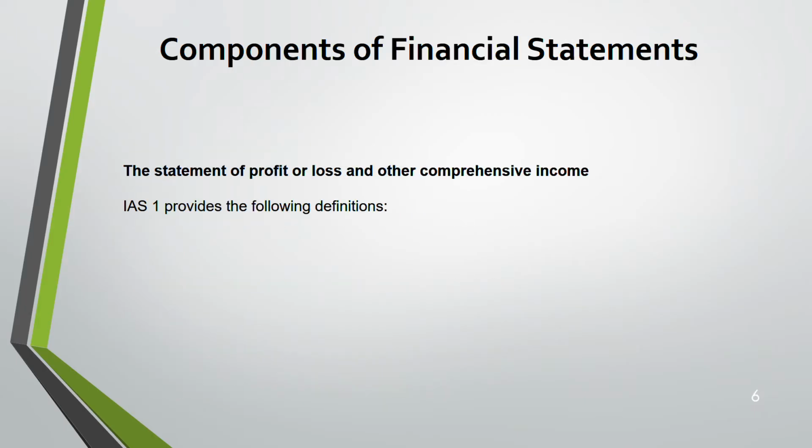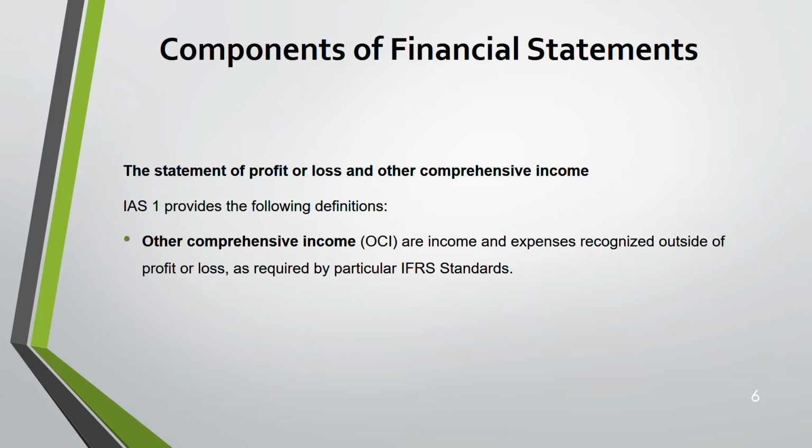Now we are moving on to the statement of profit and loss and other comprehensive income. IAS 1 provides the definitions of these things. What are the definitions of other comprehensive income? Any income or any expense that is not in profit and loss goes to other comprehensive income. What goes into other comprehensive income? For that, you need to go through the particular IFRS standard.